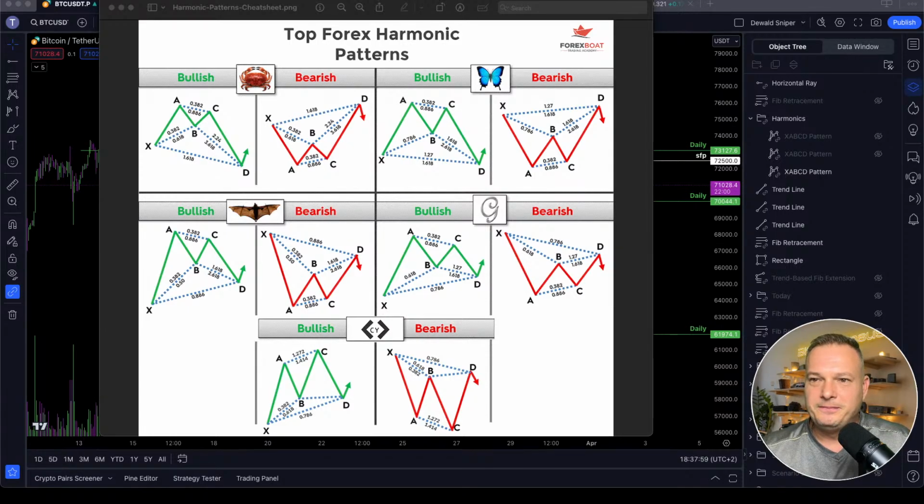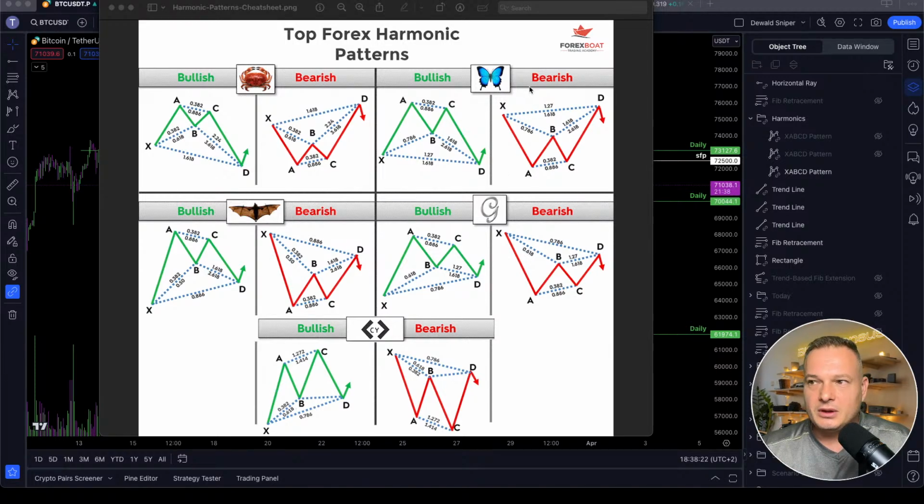Right, let's go. So you get a crab, you get a butterfly, you get a bat, you get a Gartley, and a Cypher. The Cypher I have rarely seen played out, but the Gartleys are very famous, especially in the price of Bitcoin.